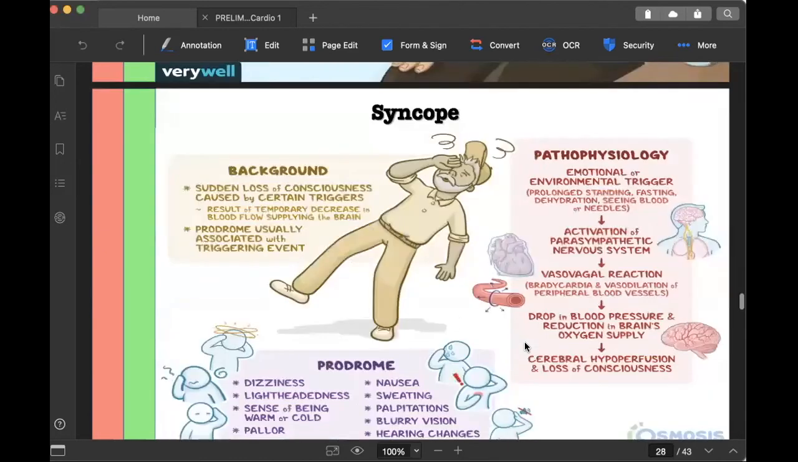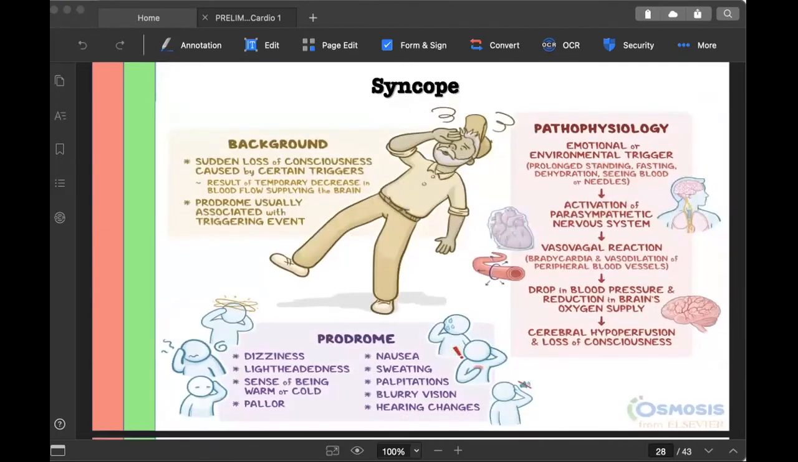Now, the next here is your syncope. If we say syncope, this refers to the sudden loss of consciousness. Yung mga tao na bigla na lang nahihimatay. Okay? What is happening here is there's a temporary decrease in the blood flow supplying our brain. Prodrome is usually associated with a triggering event, maybe emotion or stress, something like that, or the environment itself.